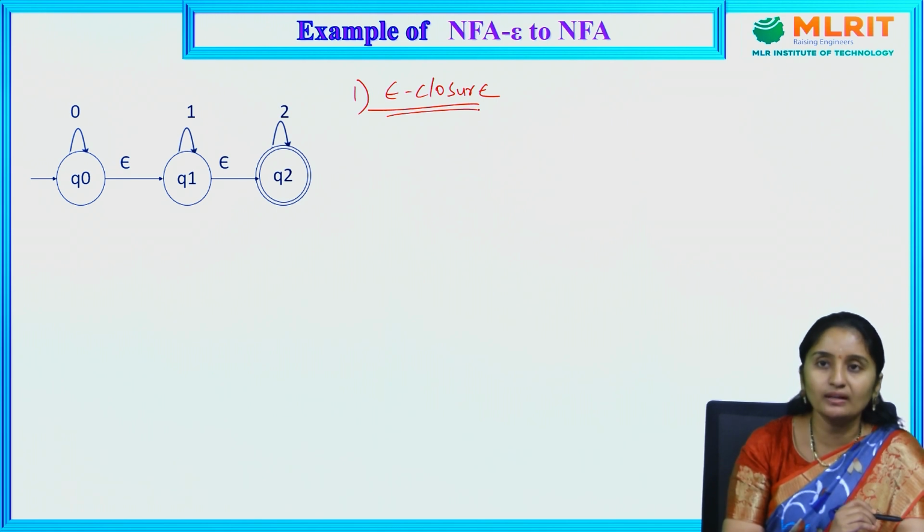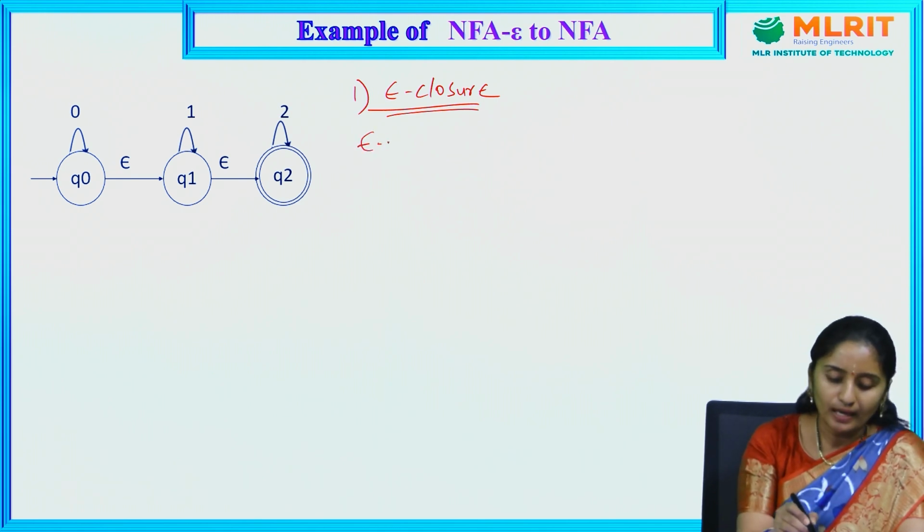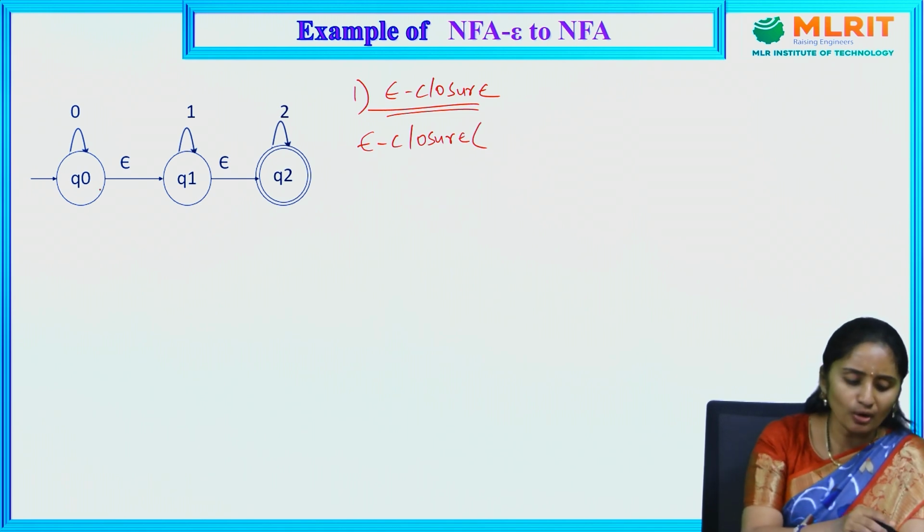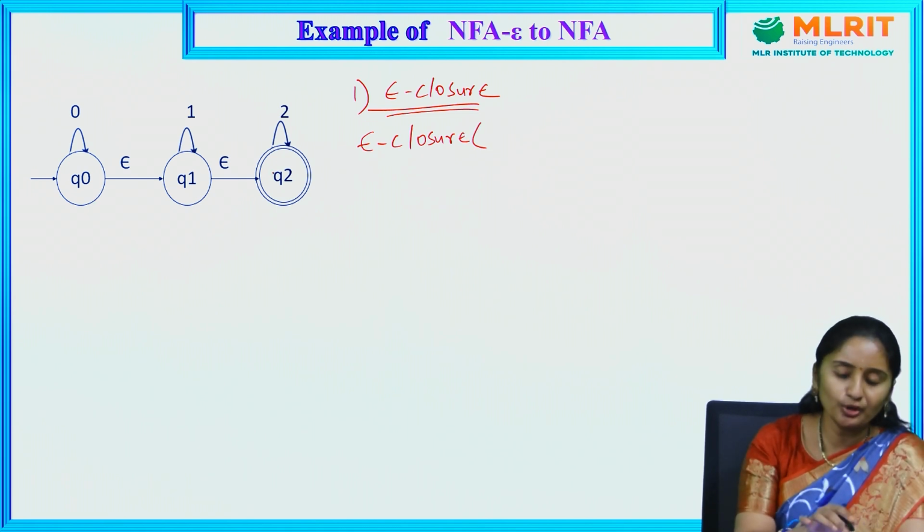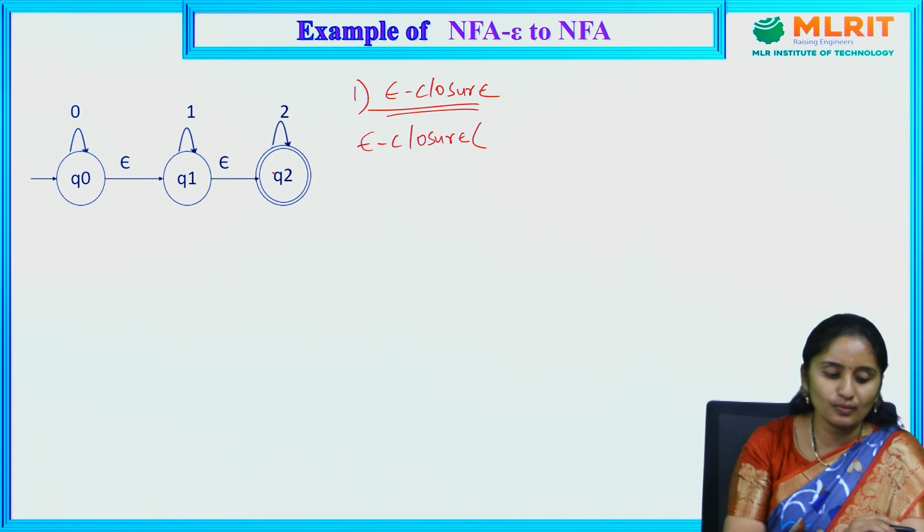Each and every state's epsilon closures we are going to find. Epsilon closure of Q0. Here, how many states are we having? Q0, Q1, Q2 are the 3 states we are having. So we are going to find the epsilon closure of Q0.